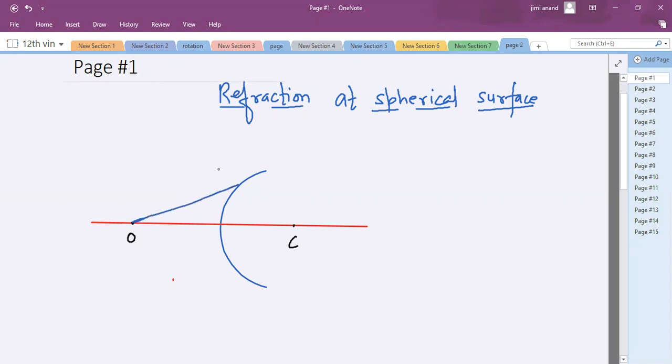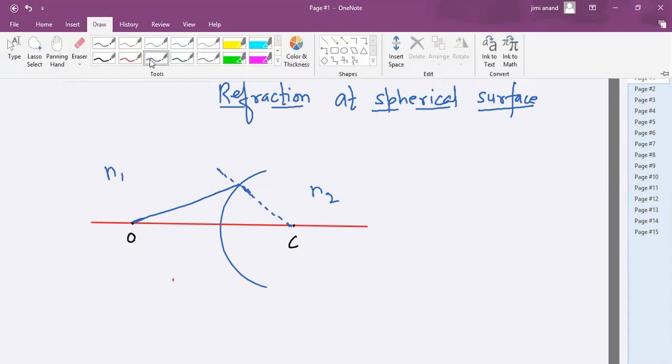And this is the normal on this surface, and suppose this side medium is n1. n1 is the refractive index of this medium, and n2 is the refractive index of the medium on the right side.